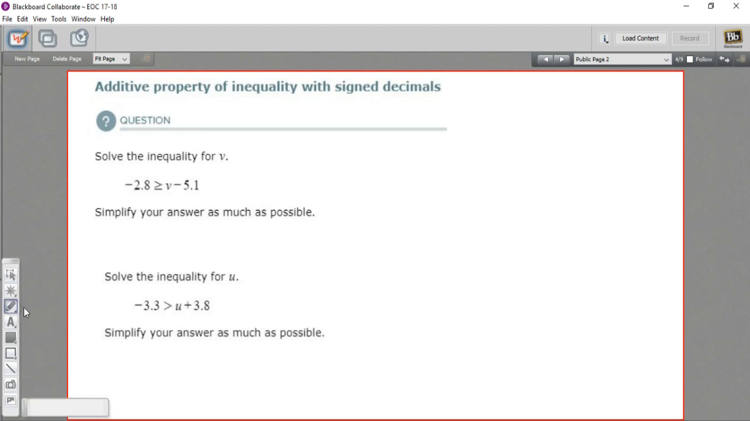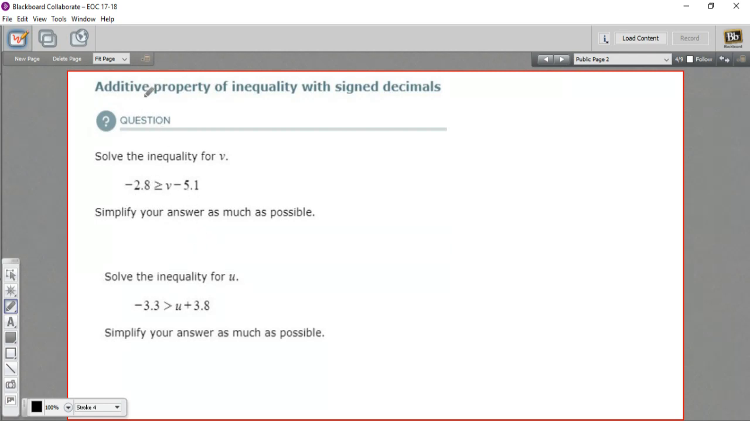In these problems, we are solving inequalities, so we've got greater than or less than signs instead of equal signs, for variables. So we've got some letters in here, a v up here, a u down here. We want to get those variables alone on one side of the inequality sign. And then we've got decimals to deal with too.